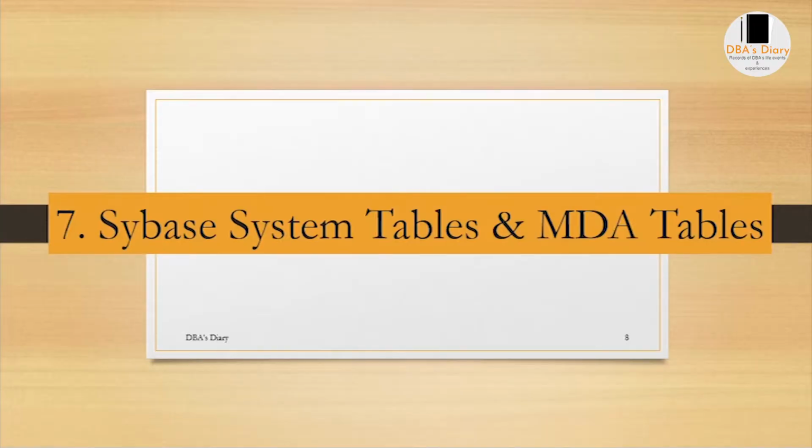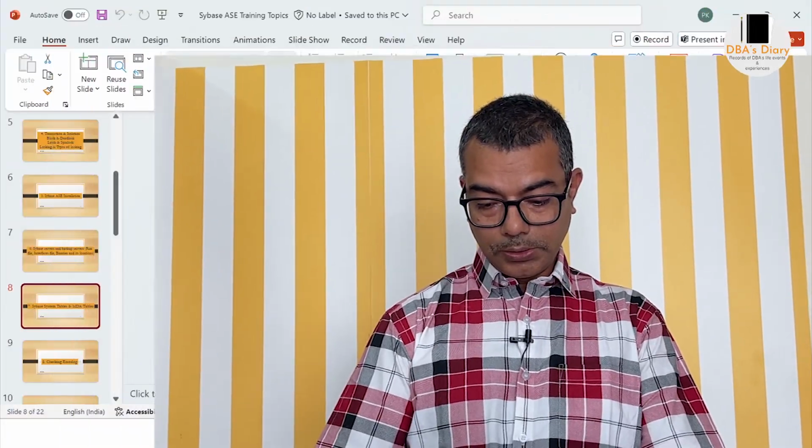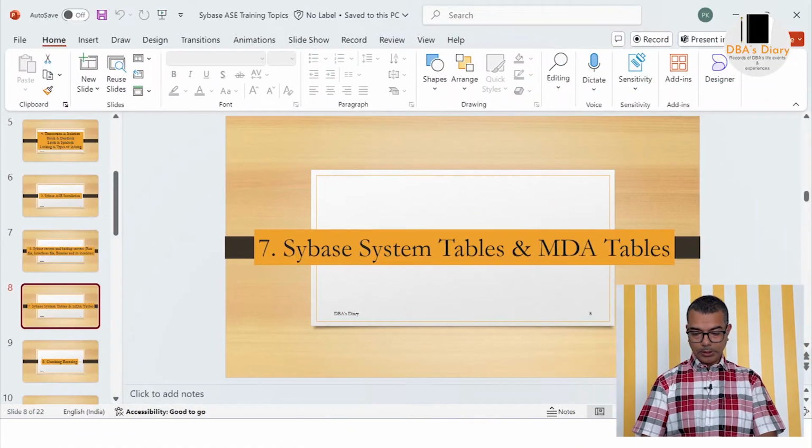And then there are many other tables, which are MDA tables, where we have to enable certain configuration to make use of them. If you have not enabled it, you cannot really use them, right? So we'll go through the tables one by one and see how they are useful for a DBA, whatever information we can get from them. So let us start the session. This is Sybase system tables and MDA tables.